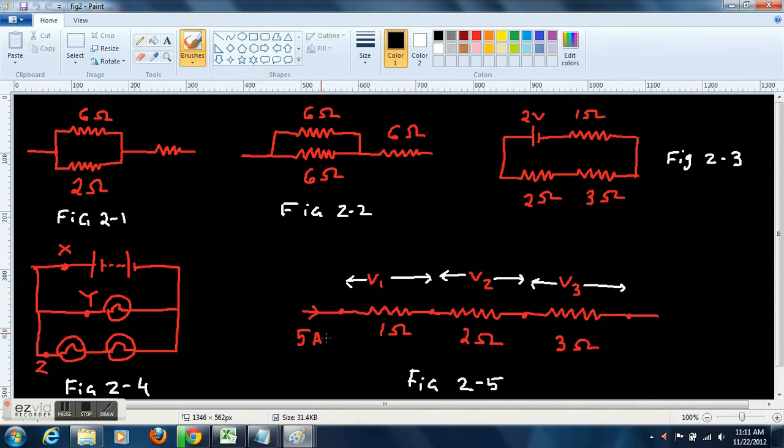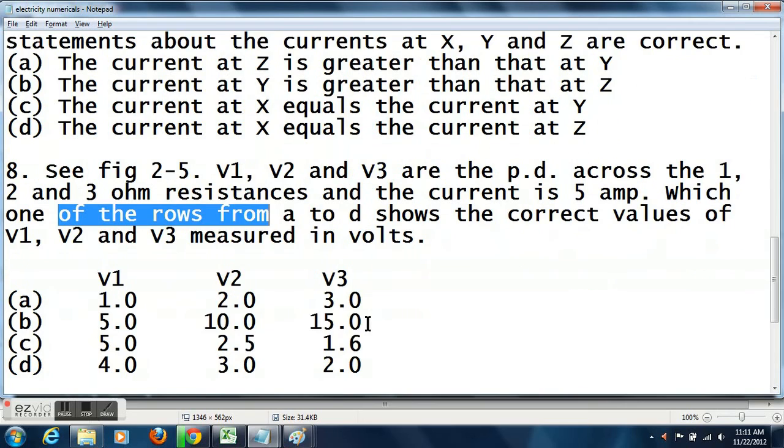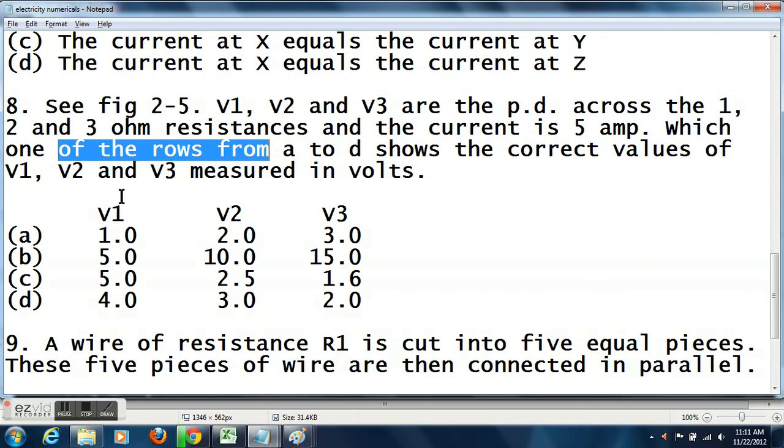This is the figure 2.5. That is the last figure in this diagram, bottom and right, where we can see 3 resistances of 1, 2, and 3 ohm in series, and there is a 5 ampere current flowing, and the potential differences are V1, V2, and V3 across the 1, 2, and 3 ohm resistances respectively. Which one of the rows from A to D shows the correct values of V1, V2, and V3 measured in volts? A, V1 is 1 volt, V2 is 2 volt, V3 is 3 volt.